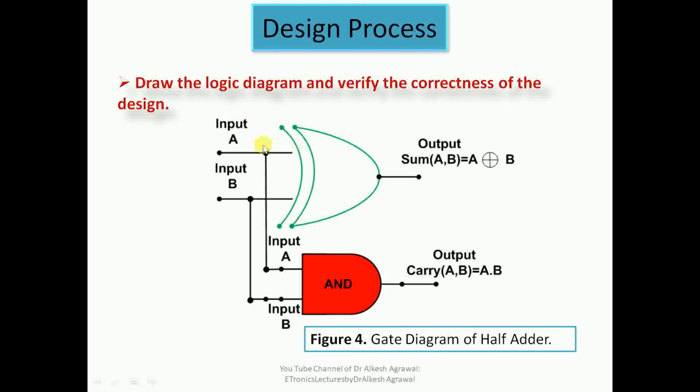So here we have two inputs A and B, and the sum is generated through an exclusive OR gate. The input A and input B are connected to the inputs of the exclusive OR gate, and you can see the same inputs are connected to the two inputs of the AND gate. So with the same inputs, we are getting two outputs: output sum as the exclusive OR of inputs A and B, and output carry as the AND of A and B. So this is how we realize a half adder with the help of two gates. First is the exclusive OR gate, another one is the AND gate.